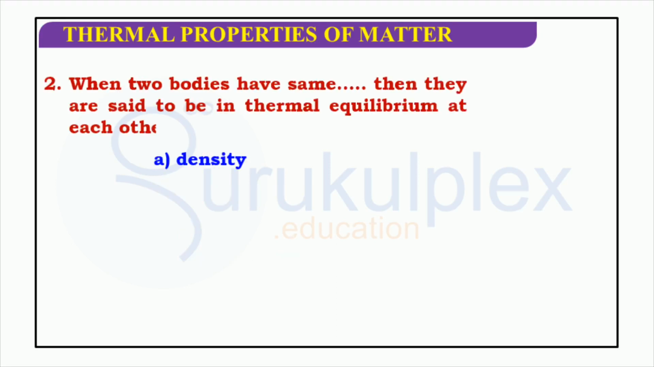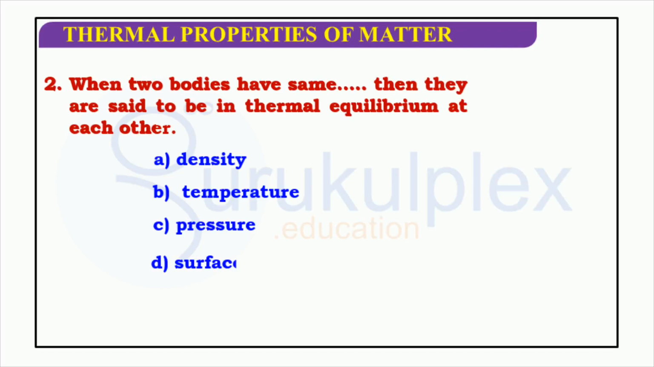Thermal properties of matter refer to the ways different materials react and respond to temperature changes. These properties include density, temperature, pressure, and surface area. When two objects have similar thermal properties, they are in thermal equilibrium. Gaining knowledge of these properties aids in comprehending the interaction between materials in different situations.